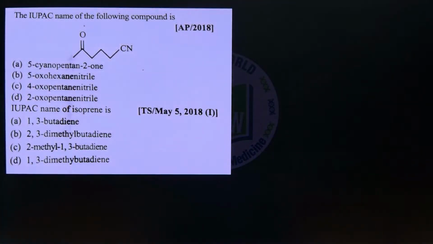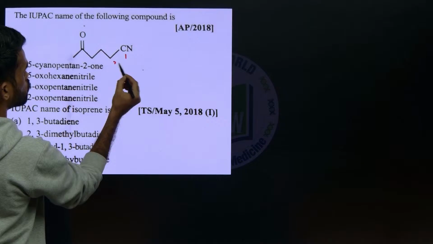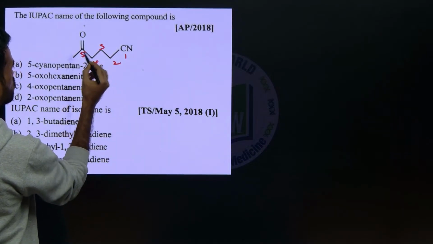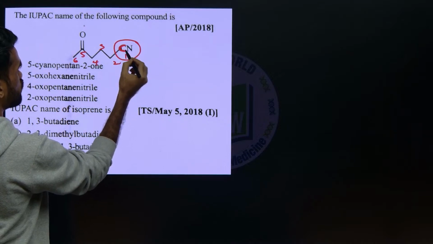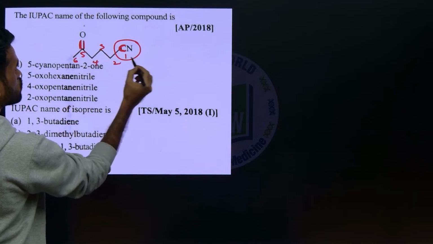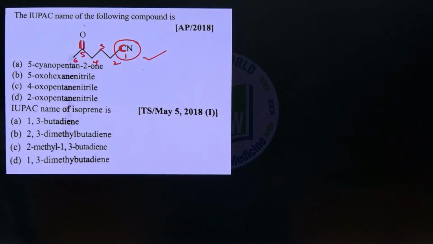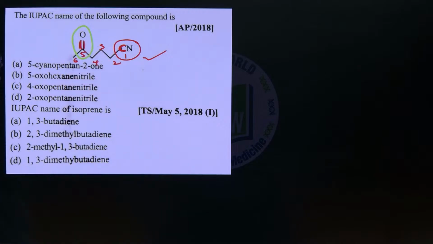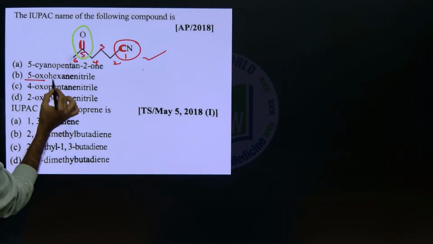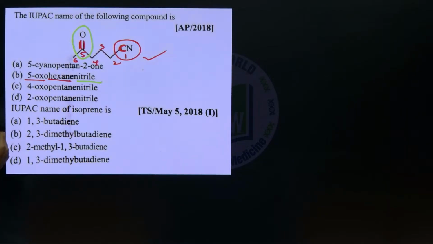Anyone in the chat box can answer me. So given compound contains how many carbons? See, 1, 2, 3, 4, 5, 6. So why am I starting numbering from here? Because cyanides are more priority functional groups than this ketone. So number it from here. Then next at 5th position we have ketone, that is oxo. Carbon is counted now, so oxo. So 5-oxo hexane nitrile. What is the name of that compound? 5-oxo hexane nitrile. So B.